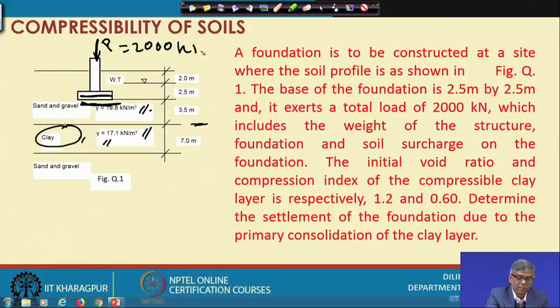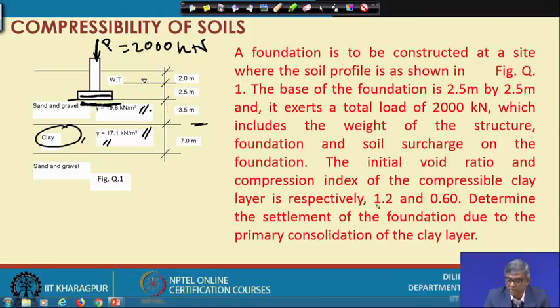P is 200 kilonewton. Pressure will obviously be 200 divided by 2.5 into 2.5. That is not given, so it will be required, and we will see that later on. The total load is given, which includes the weight of the structure, foundation and soil surcharge on the foundation, etc. So, directly at this level a 200 kilonewton load is transferred; that is what is given. The initial void ratio and the compression index of the compressible clay layer are respectively 1.2 and 0.6.